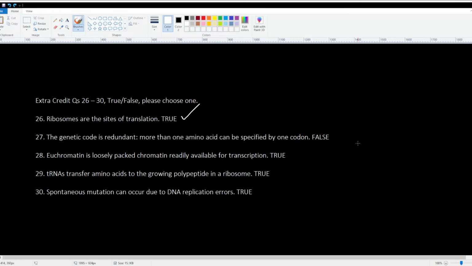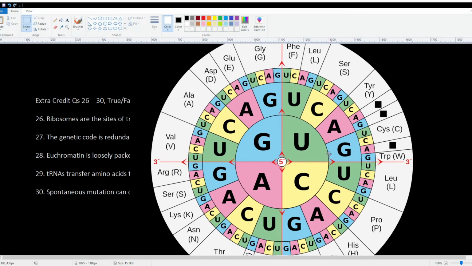Do you know why that's false? We'll read it again. More than one amino acid can be coded by one codon. It's actually the opposite. More than one codon can be specified by one amino acid, right? So if we have a codon chart, look at what we have: GUA, valine; GUG, valine; GCU, alanine; GCC, alanine. You see what I'm getting at here?